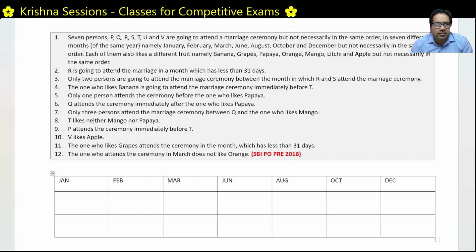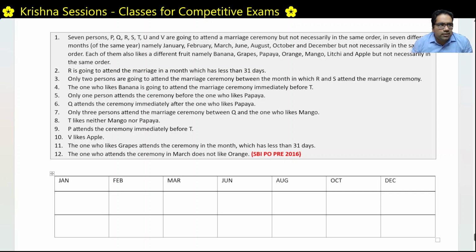Here 7 months, right? But they are not attending in the same order, and they like different fruits. There are how many different types of fruits? Banana, grapes, papaya, orange, mango, lychee, and apple. There are 7 people, 7 fruits, and 7 months. This is the problem, right? But not necessarily in the same order. We have to map all of this. That is the broad problem, right?